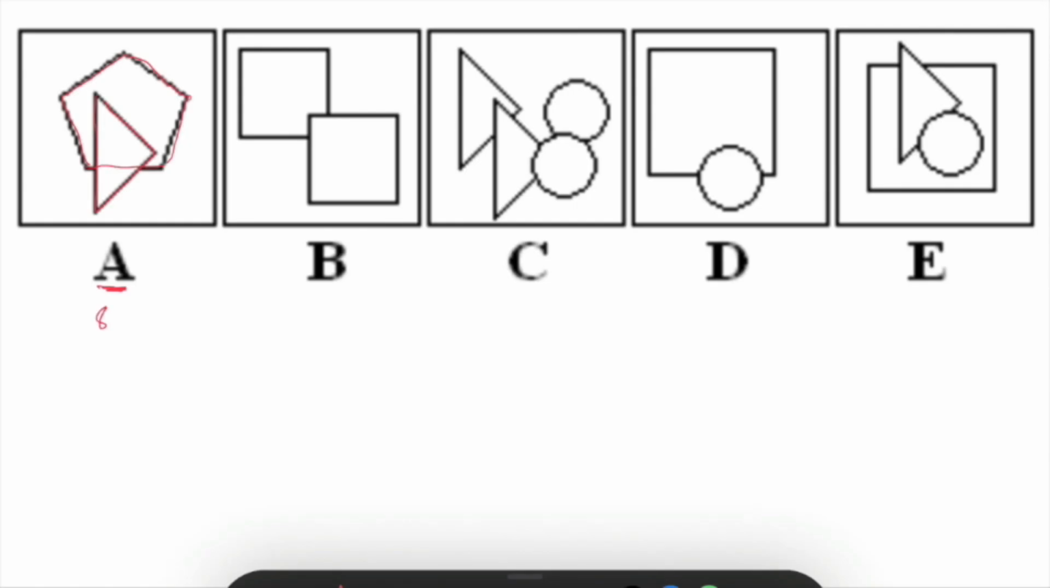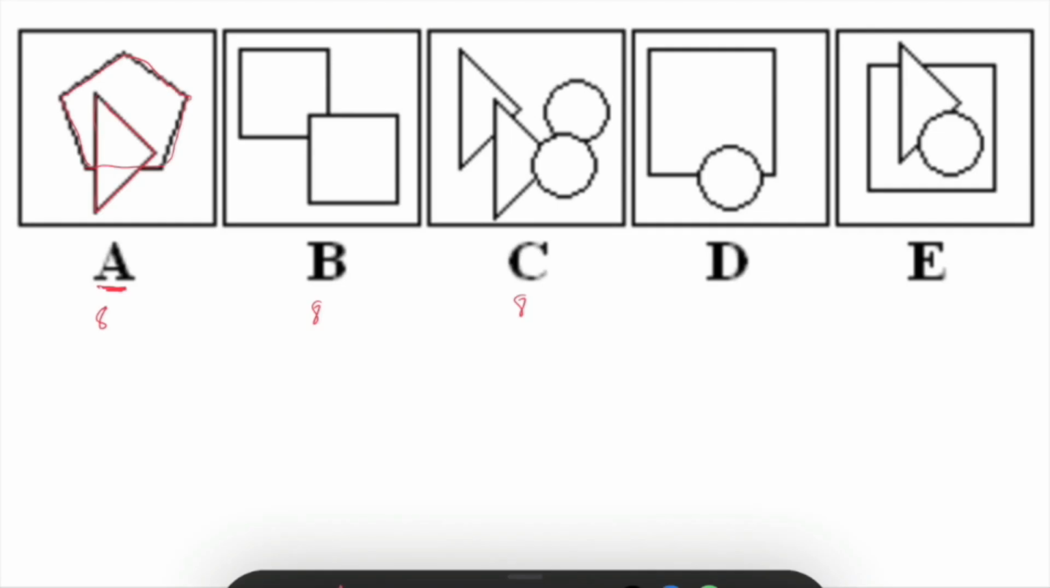So in B we have 2 squares, so we have 8 sides, 8 lines. In C we have 2 triangles, so 2 triangles count for 6 sides or 6 lines, and maybe 2 small squares count for another 2 lines, so we have 8.